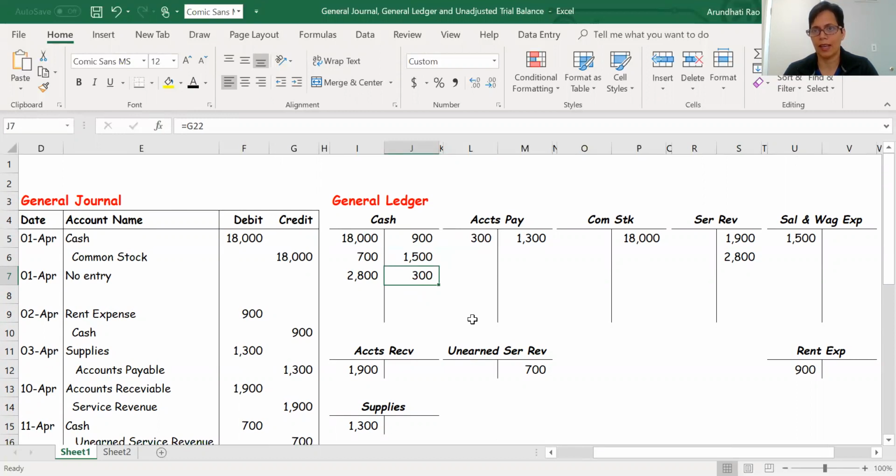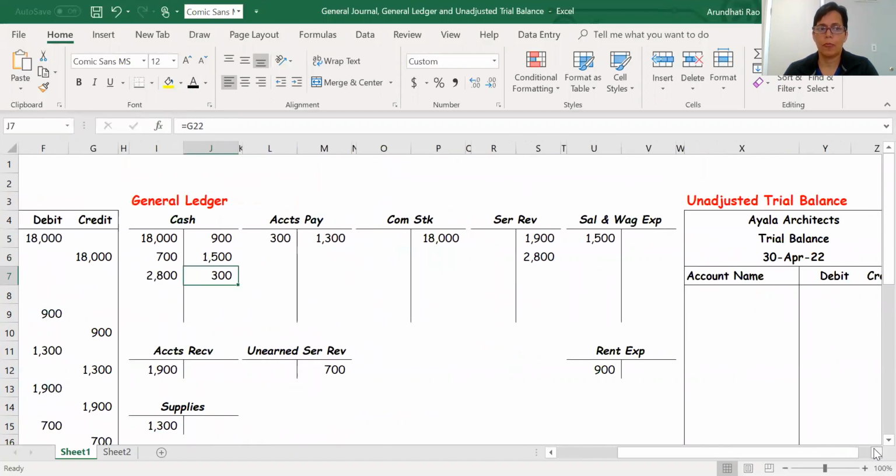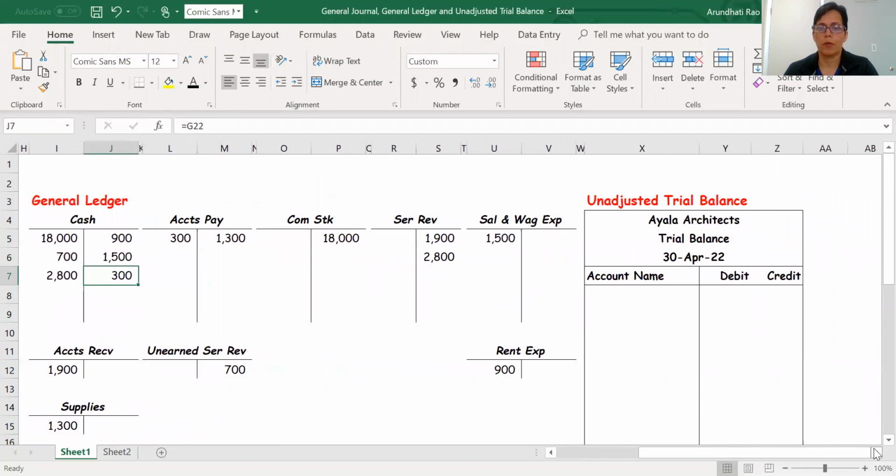First step was analyzing the business transactions. Second step was recording in the journal. Third step is posting into the ledger. Now that I have this, I'm ready to finish this step so I can move on to preparing the trial balance. So in the trial balance, what I have is all these accounts. I bring all the accounts that don't have a zero balance. I bring them over here.